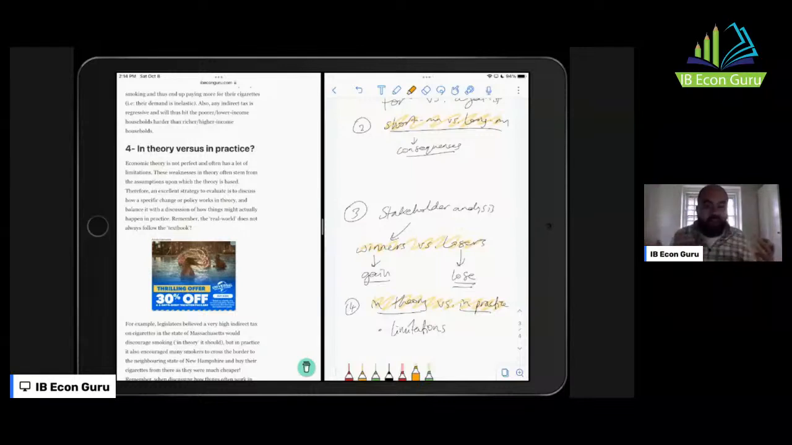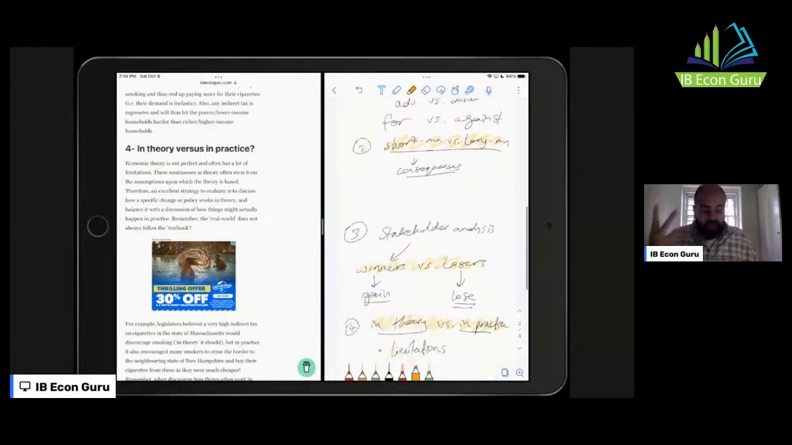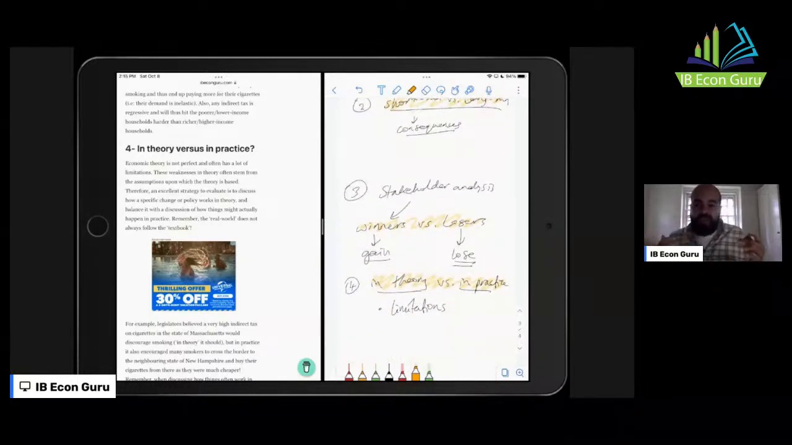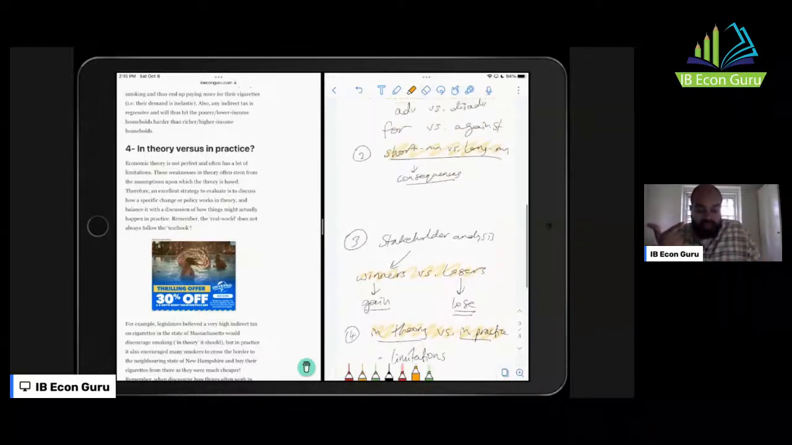For example, if you're evaluating a government policy, you might think about the pros versus the cons, the short run versus the long run, who gains versus who loses. If you're evaluating something in real life that isn't necessarily matching how the theory predicts, then you might want to talk about in theory versus in practice, stakeholder analysis, and short run versus long run. Again, you will pick three out of these four evaluation frameworks, and use them to construct your evaluation while integrating the real world example or the case study in the case of paper two, part G.